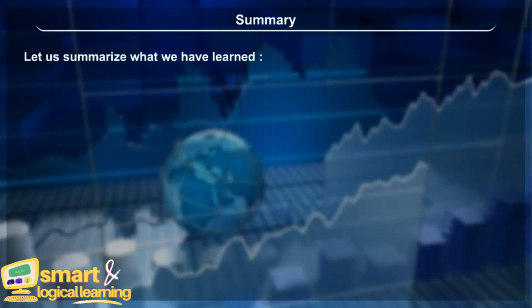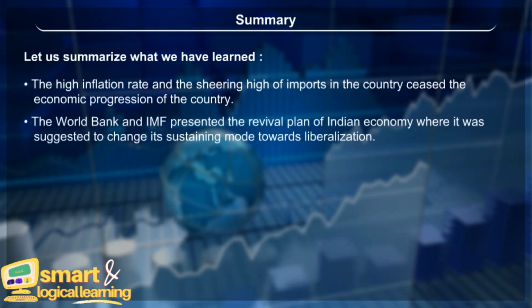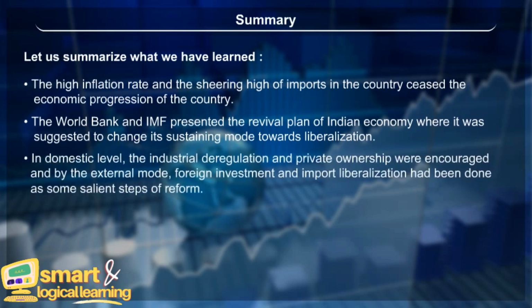Summary. Let us summarize what we have learned. The high inflation rate and the soaring high of imports in the country seized the economic progression of the country. The World Bank and IMF presented the revival plan of the Indian economy, where it was suggested to change its sustaining mode towards liberalisation. At the domestic level, industrial deregulation and private ownership were encouraged, and by the external mode, foreign investment and import liberalisation had been done as some salient steps of reform.